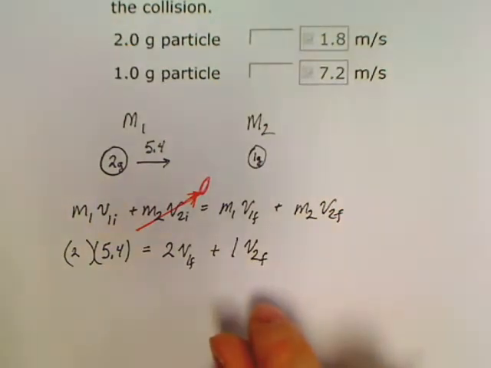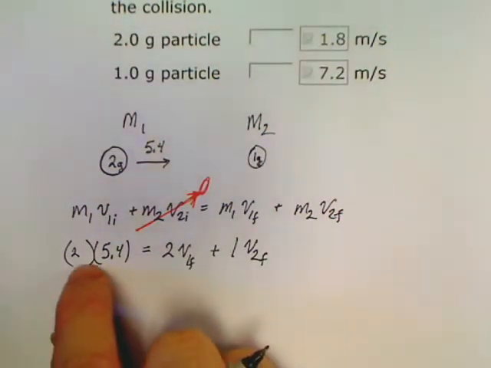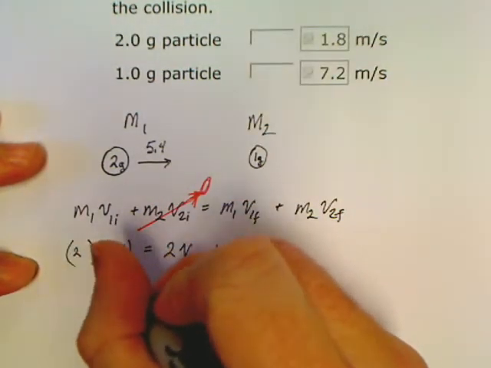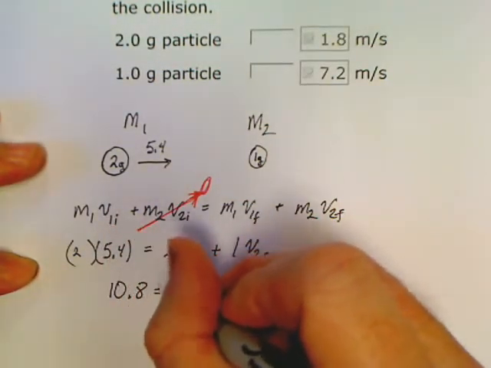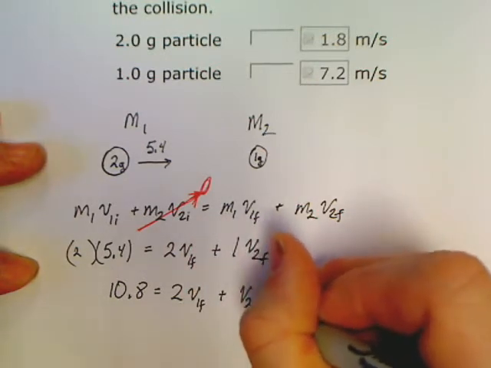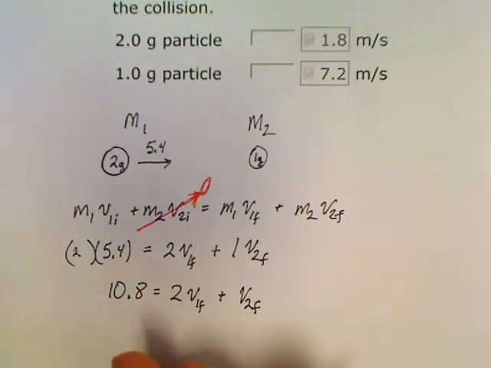Well, we're kind of in a pickle here. Well, we can do one thing. 2 times 5.4 would be 10.8. So this is 10.8 equals 2 V1F plus really V2F. There's no sense writing that 1 down there.